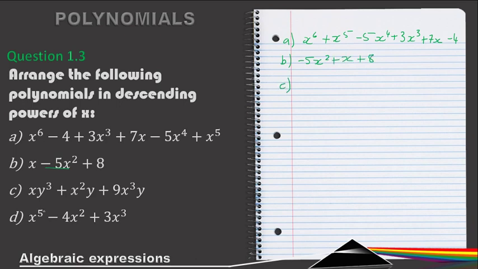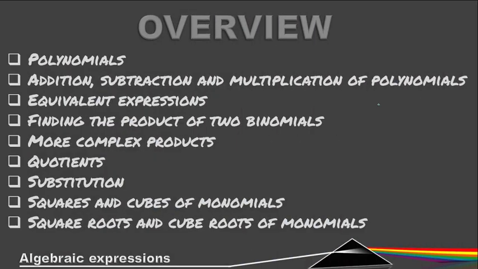C, we have x to the power of 3, so that's 9x to the power of 3y, plus x squared y, and then plus xy cubed. Then D, the biggest one is this x to the power of 5 plus 3x to the power of 3 minus 4x squared. Okay, so that was the polynomials.